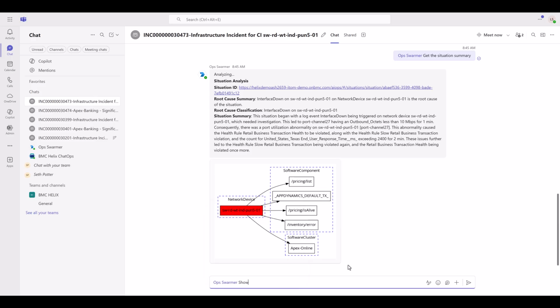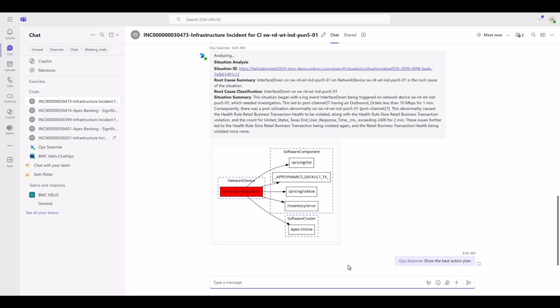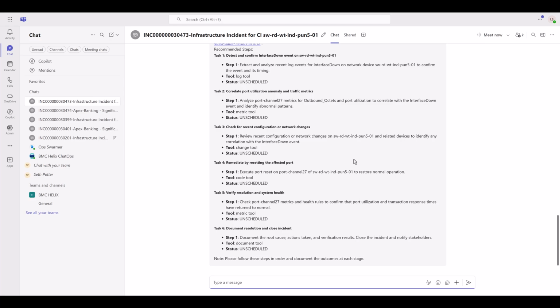Now that he knows the root cause of the issue, Liam asks Ops Swarmer how to remediate it. A detailed list of steps are provided, which Liam executes successfully and resolves the issue.